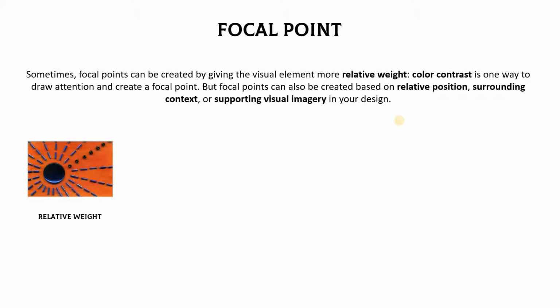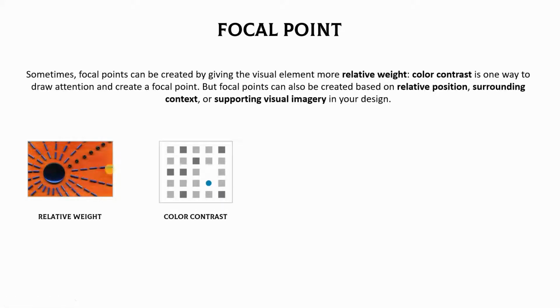Relative weight. Let's look at these few visual examples. The weight of this circular button or circular element is more than these smaller elements. So this is a focal point. Then here we have this blue circle. We are playing with shape and color both here. So this is a focal point. Wherever you try to focus, anywhere, this will get all your attention.